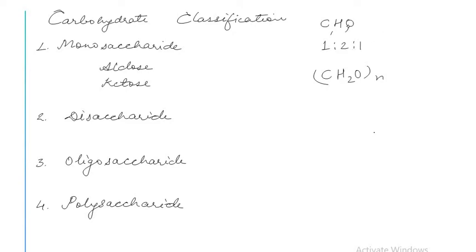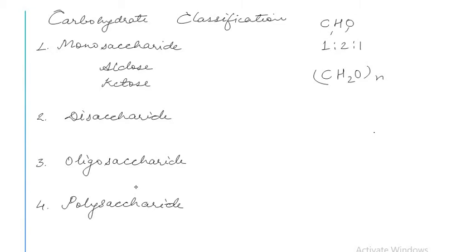Carbohydrates are generally made up of carbon, hydrogen, and oxygen in a ratio of 1 is to 2 is to 1, and these have the general formula (CH2O)n. On the basis of hydrolysis, it can be monosaccharide, disaccharide, oligosaccharide, and polysaccharide.